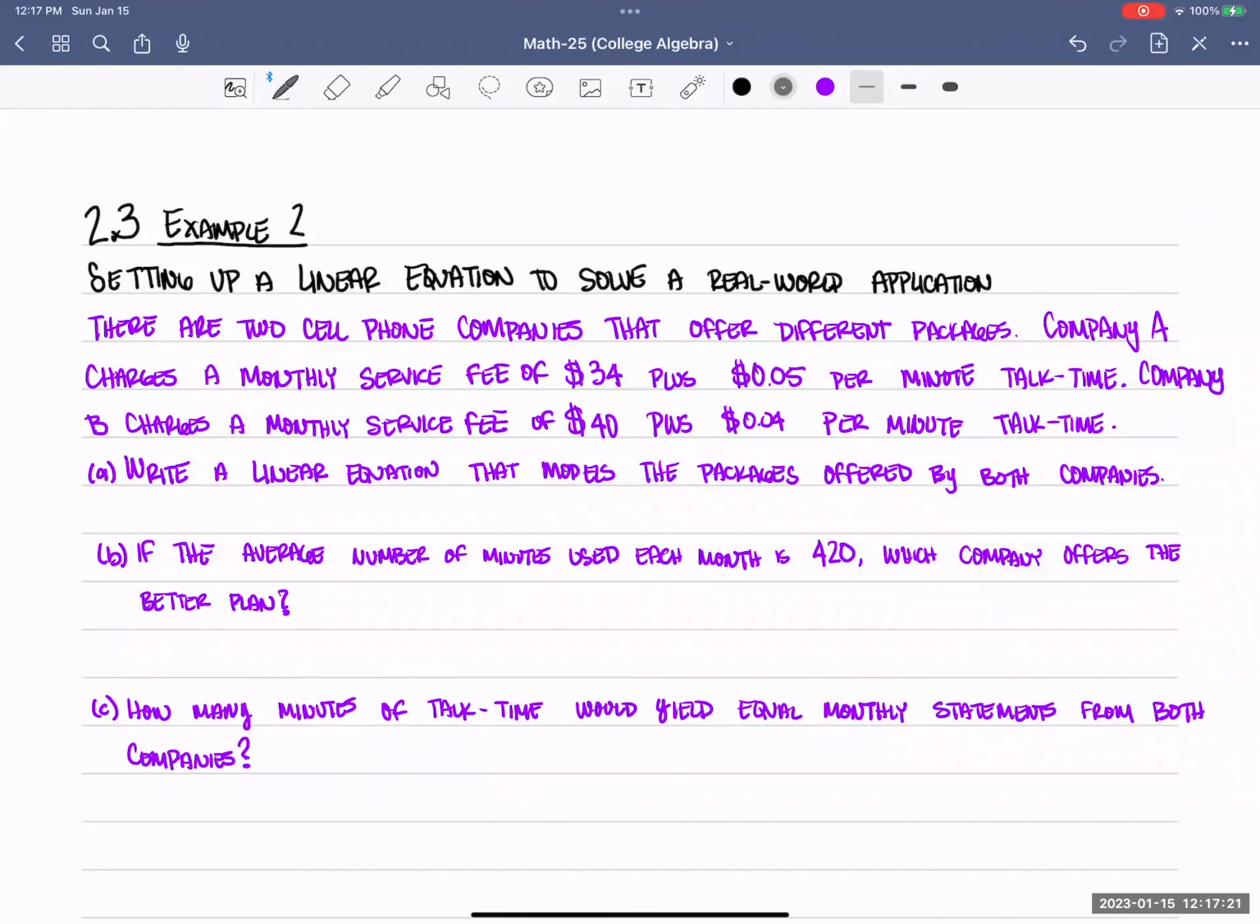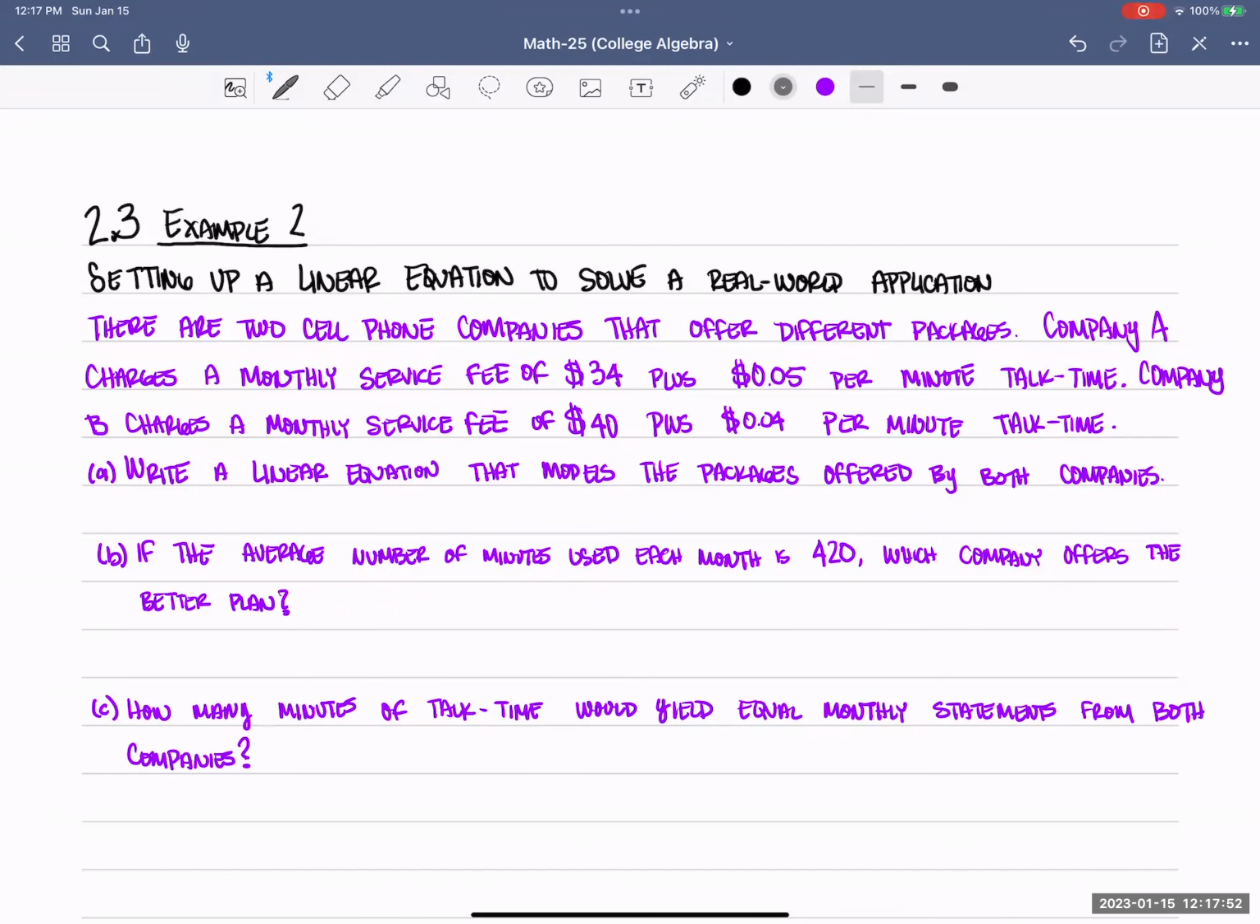Section 2.3, example 2, setting up a linear equation to solve a real-world application. There are two cell phone companies that offer different packages. Company A charges a monthly service fee of $34 plus 5 cents per minute talk time. Company B charges a monthly service of $40 plus 4 cents a minute talk time. Part A, write a linear equation that models the packages offered by both companies.